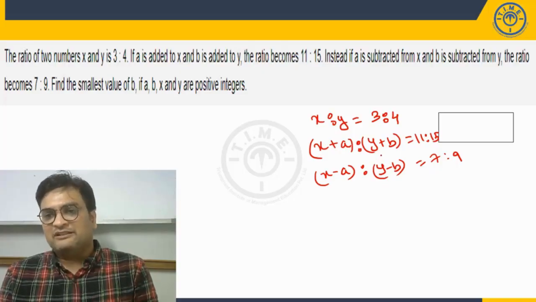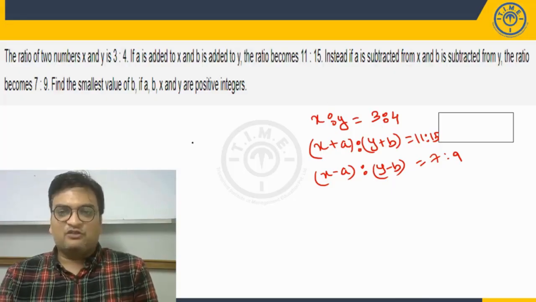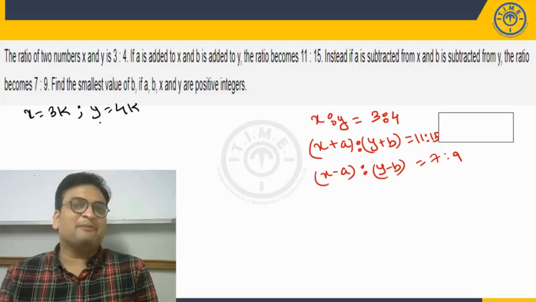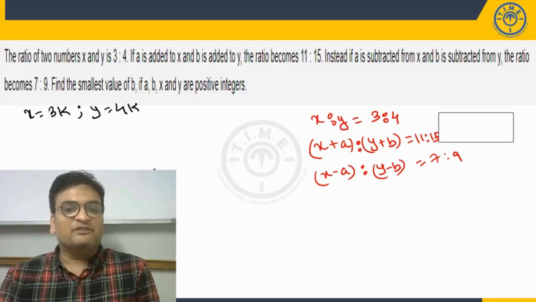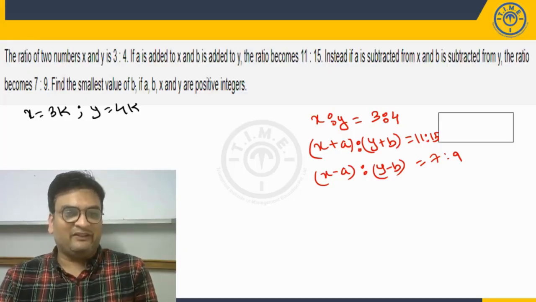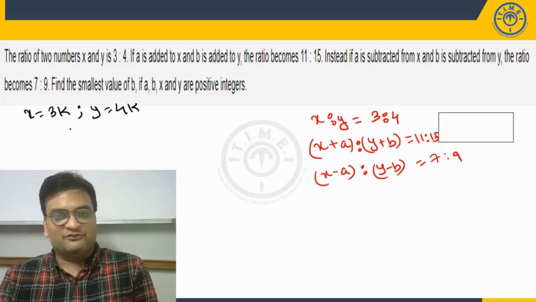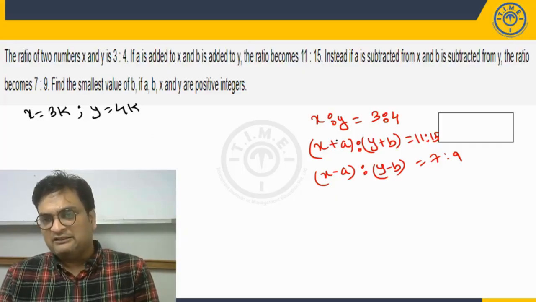So how can we go about answering this question? Let's consider the first ratio. x is to y is 3 is to 4 would mean if I put x as 3 into some constant k, y will be 4 into the same constant k, because this will cancel out. Whatever value we put in both y and x will eventually cancel out when you take the ratio. So k is a common variable that we have in the two, 3k and 4k.